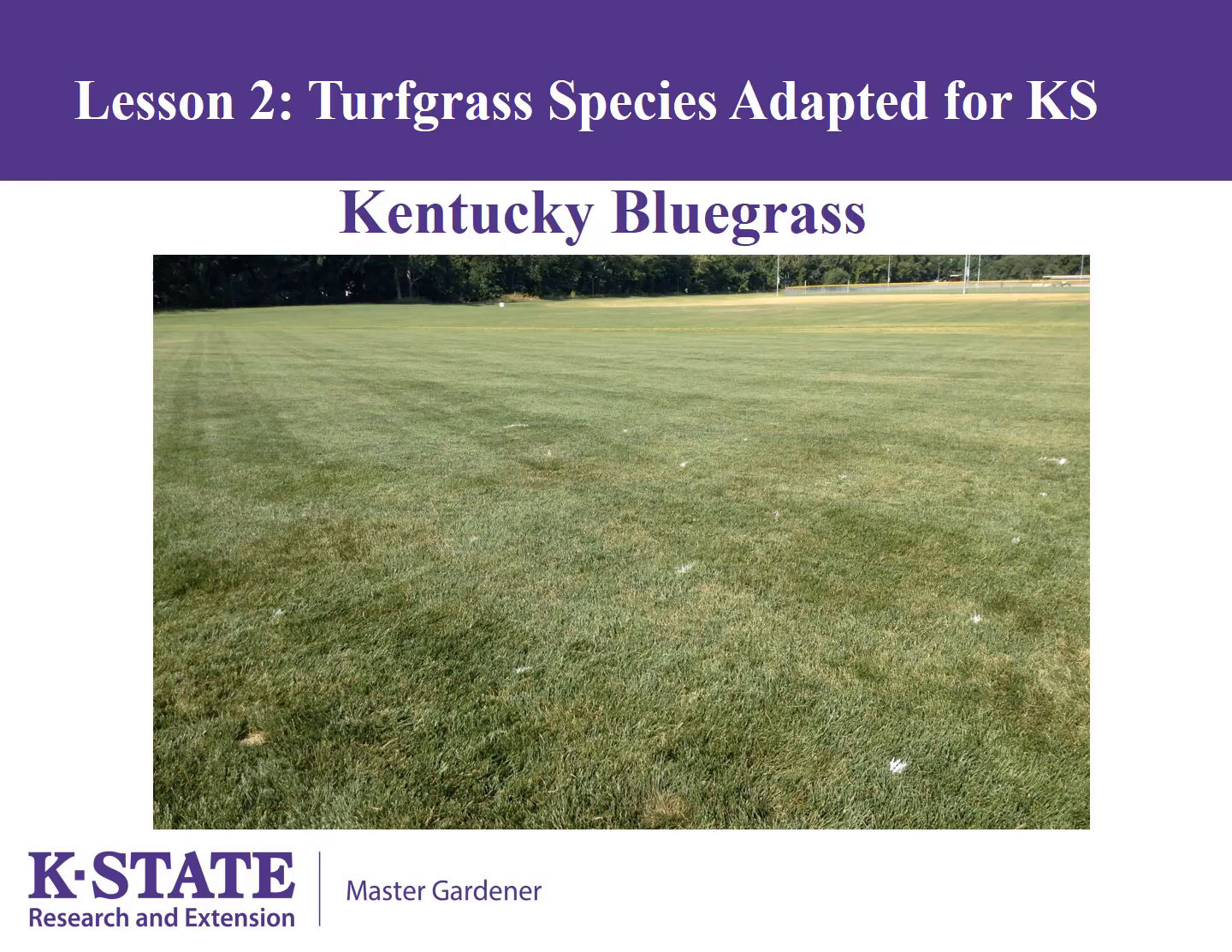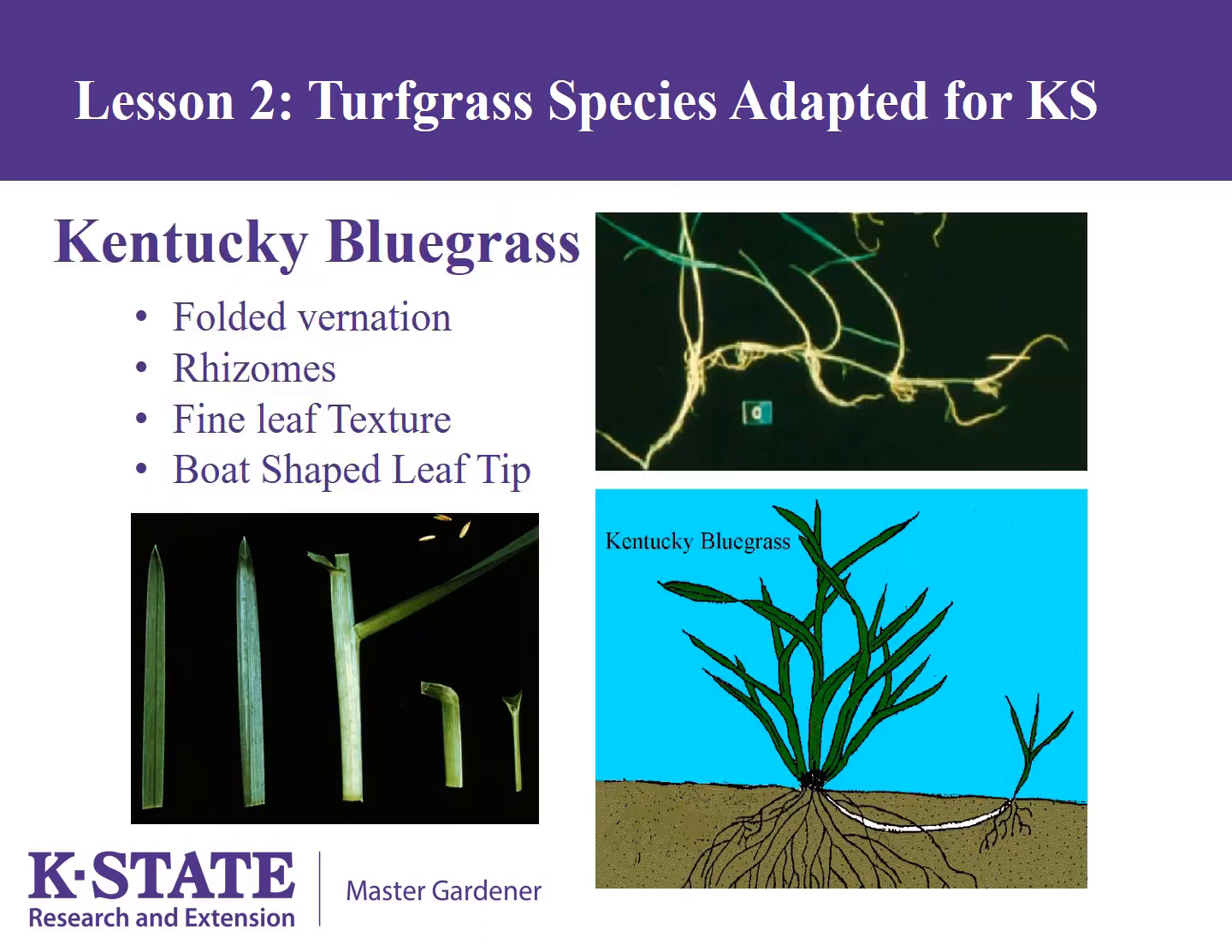We have Kentucky bluegrass, the other cool season grass that has been grown well in Kansas. It has folded vernation. It has a fine leaf texture, especially compared to tall fescue, and it has that boat-shaped leaf tip instead of that prominent leaf tip like tall fescue does. A benefit or a positive attribute of Kentucky bluegrass is it does have rhizomes as well. A lot of athletic fields can use Kentucky bluegrass because it has that rhizome. It's able to come back in if it's torn up a little bit.